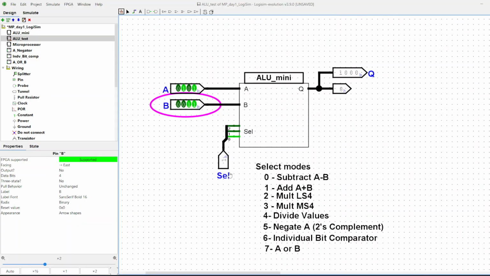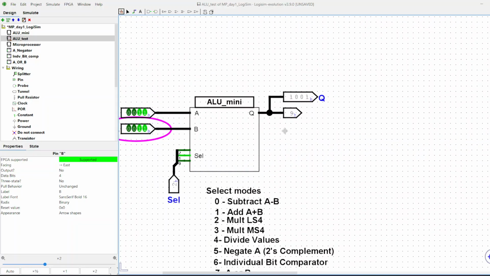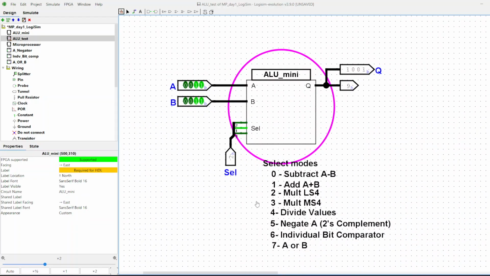Let's try multiplication. Okay, so now, trying multiplication, let's try 5 times 7, or we'll do 3 times 3. As you can see here we have 9.